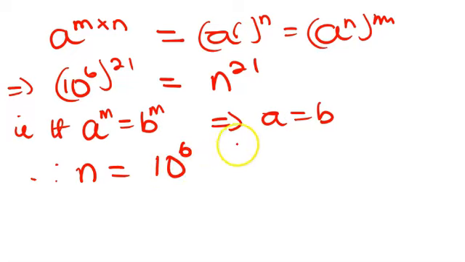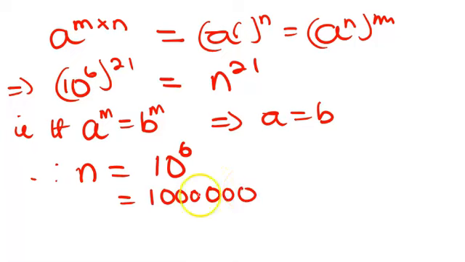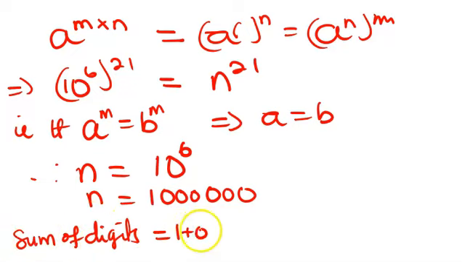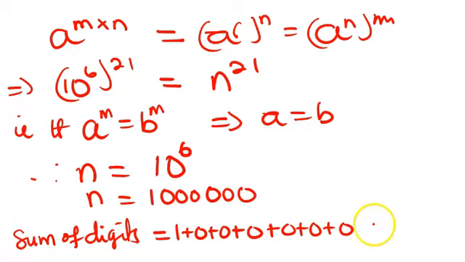And this 10 raised to the power 6 is the same as 1,000,000. Now we were asked to find the sum of digits. The sum of digits becomes 1 plus 0 plus 0 plus 0 plus 0 plus 0 plus 0, and this is giving us 1.